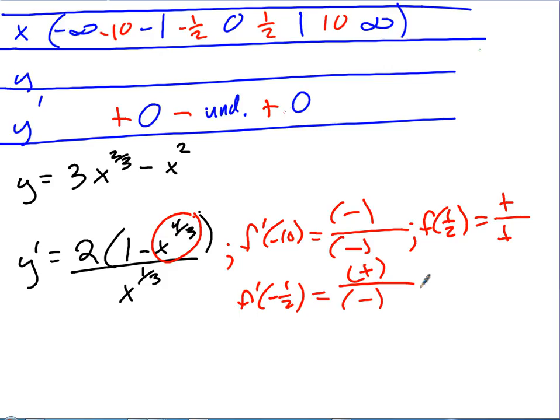What about F of positive 10? Yeah, that's going to give us positive on the bottom and negative on the top. So that's going to be negative. Okay, so yeah, we got it.